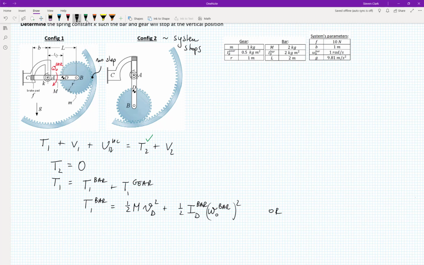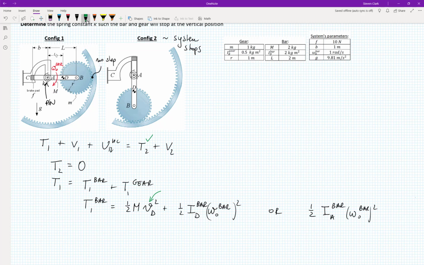No, not yet. And by the way, we can also use a different expression to find it, because I think that there is a pin in the system. Point A is a pin. So we can actually calculate our T1 bar as 1/2 I_A bar omega_0 bar squared. Let's do it in two ways, okay? I will show you how to do it in two ways, and hopefully we will end up with the same answer, okay? So let's focus on the first expression. I think that we do not know V_D. Yeah, we must find V_D.